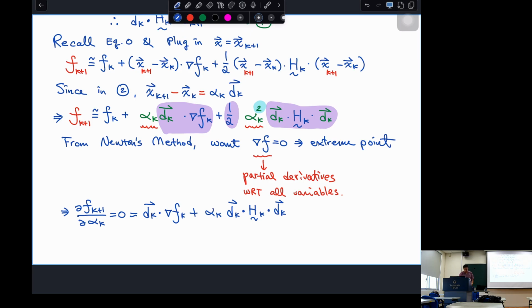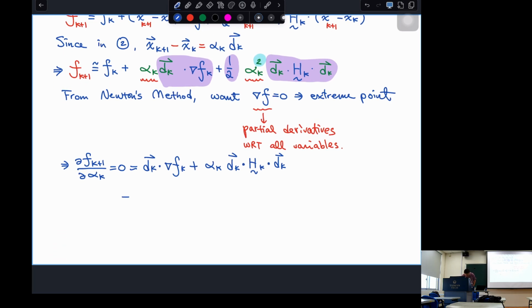you can rewrite this equation in the following term. You can take out the dk, the pre-multiplier of dk, and then you can collect all the terms on the right. It's gradient fk plus alpha k times Hk dot dk, right? You can just collect the pre-multiplier. And this has to be 0. Okay?